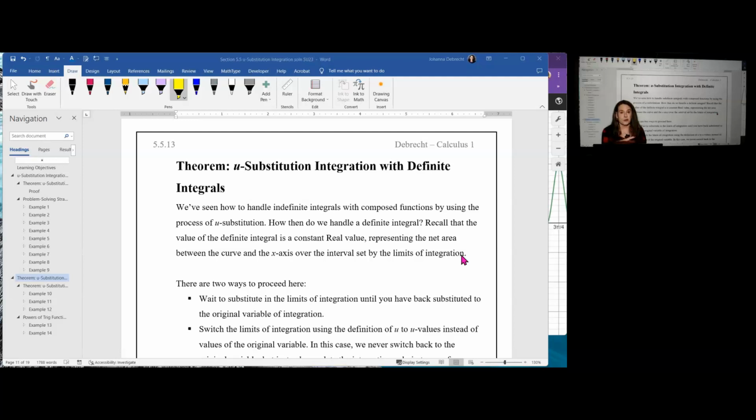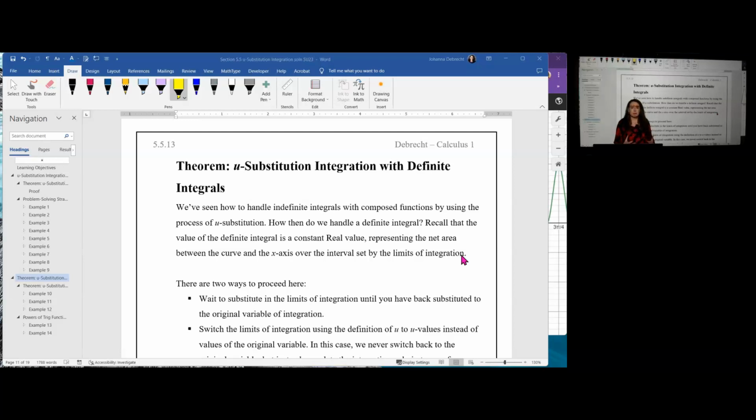And again, there's more than one way to proceed. There is one way that leads to fewer mistakes and is shorter, but for some reason, students seem to prefer the longer, more fraught method. Let's see what they are now.